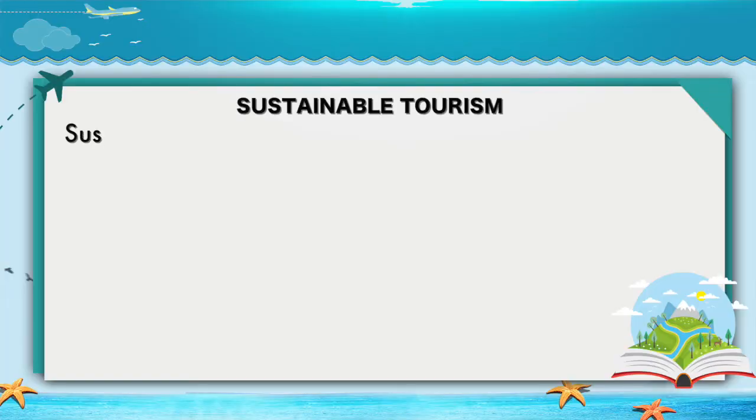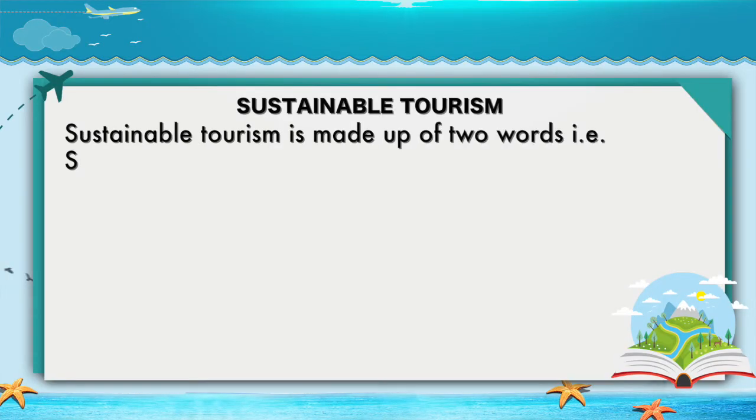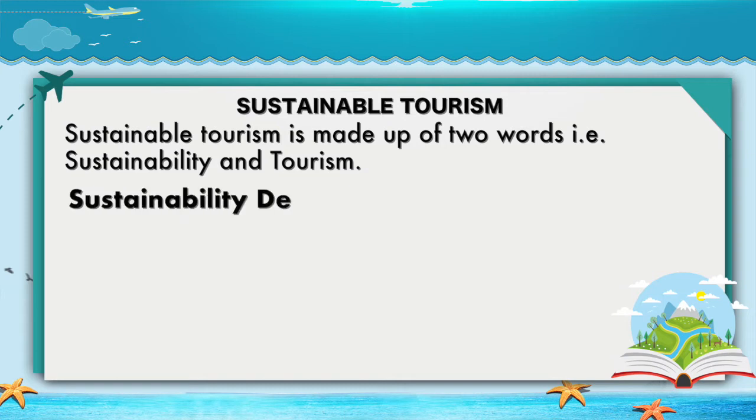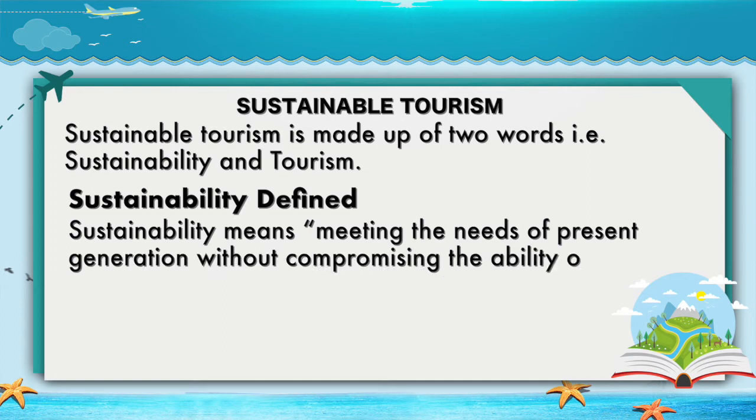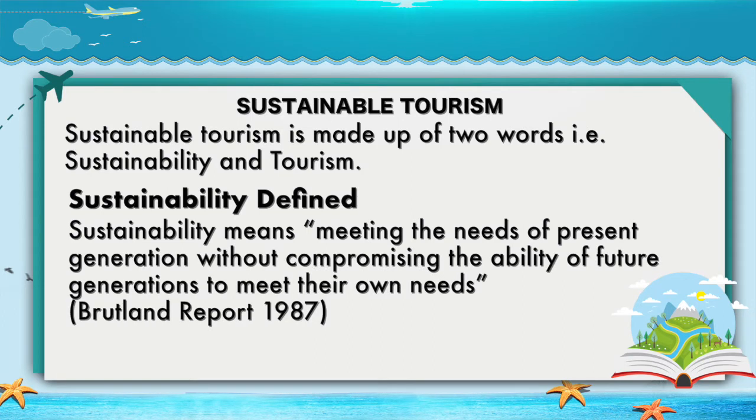Dear learners, let's have a look on what exactly is sustainable tourism. We would like to revisit it. Sustainable tourism is made up of two words, sustainability and tourism. First, let's define sustainability. It means meeting the needs of present generation without compromising the ability of future generation to meet their own needs. And this definition was given by Brundtland Commission.